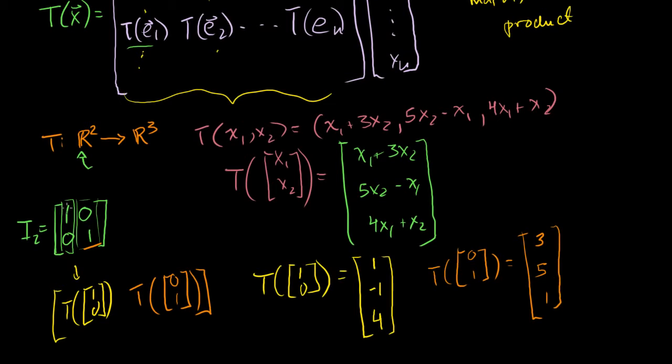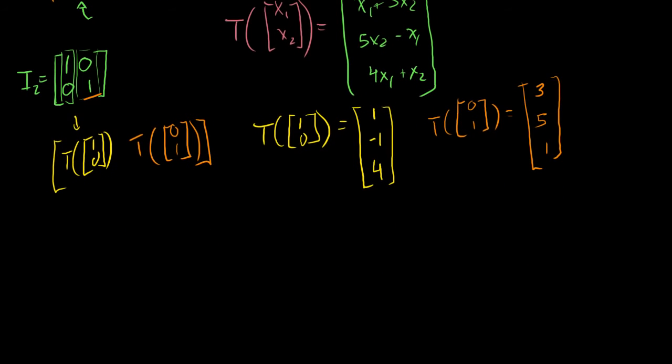And I just showed you if I replace each of these standard basis vectors with the transformation of them, what do I get? I get this vector right here. So I already figured out what they are. If I take this guy and evaluate it, it's the vector 1, minus 1, 4. And then this guy is the vector 3, 5, and 1.